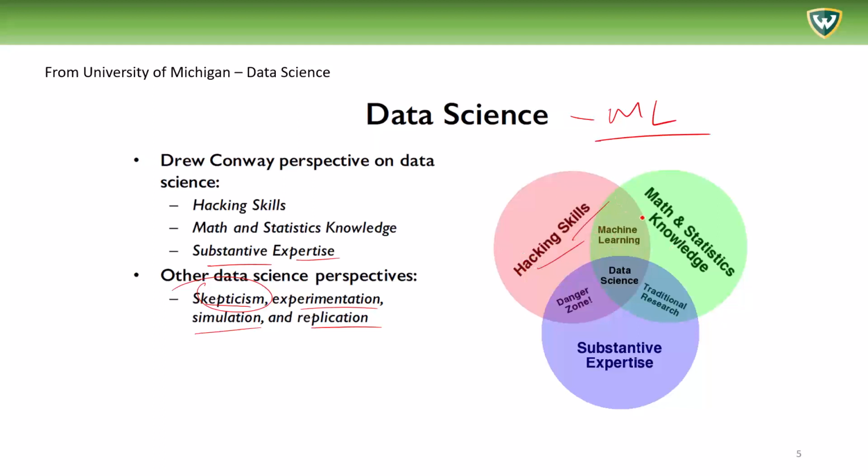So we have a Venn diagram here with a combination of hacking skills. Hacking means kind of programming skills, math and statistics knowledge, and substantive expertise. Danger zone over here. Actually, I think the danger zone is all over here. There's nothing special about this part here that is danger. Any of this can be a danger zone, and of course any of these can also be a useful and interesting zone as well.